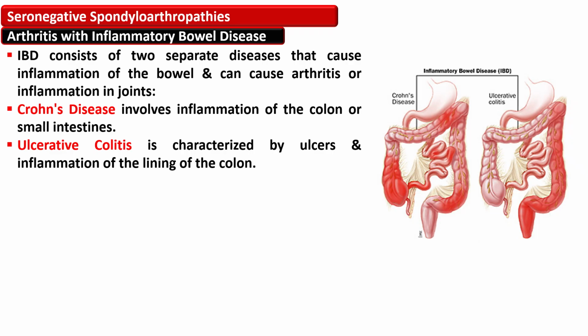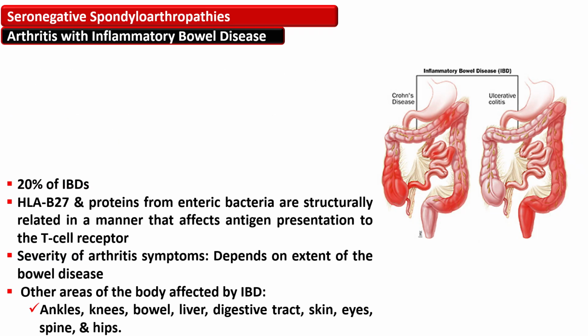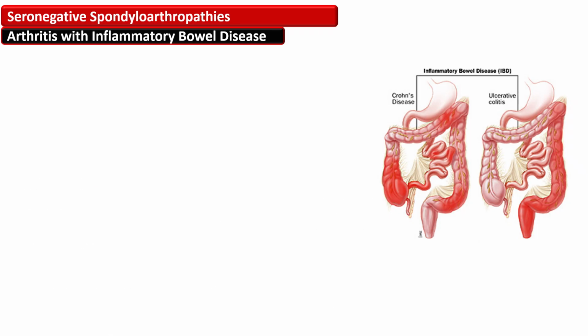The severity of the arthritic symptoms depends on the extent of the bowel disease, and besides the joints, other areas of the body affected by inflammatory bowel disease are the ankle, knee, bowel, liver, digestive tract, skin, eye, spine and hips.